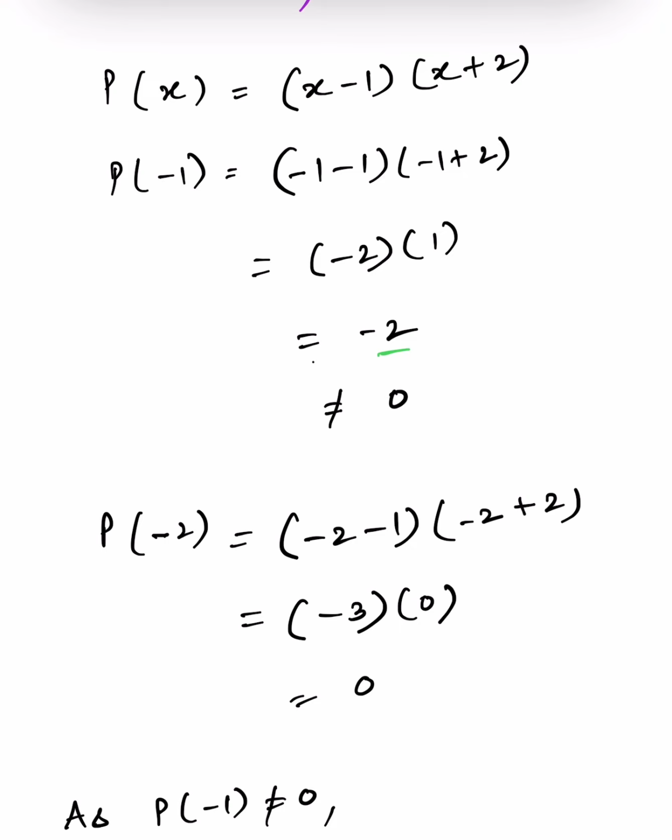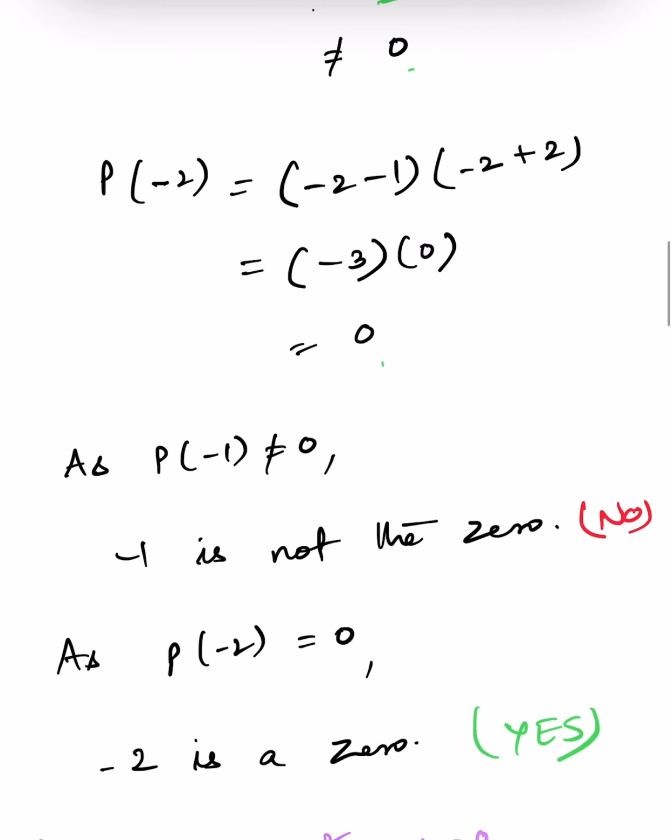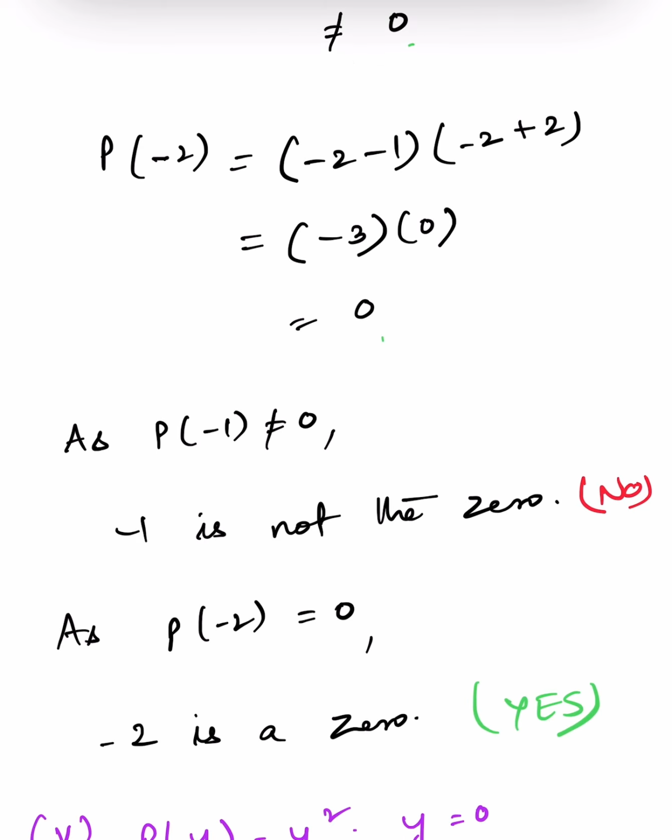So here we can see that p of minus 1 is not equal to 0 and p of minus 2 is equal to 0. So as p of minus 1 is not equal to 0, minus 1 is not the zero of the polynomial. So it is a no. But for p of minus 2, it is equal to 0. So minus 2 is a zero of the polynomial. So this is a yes. So for minus 1 it is a no, and for minus 2 it is yes.